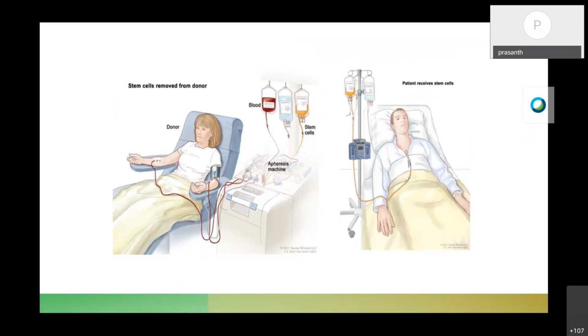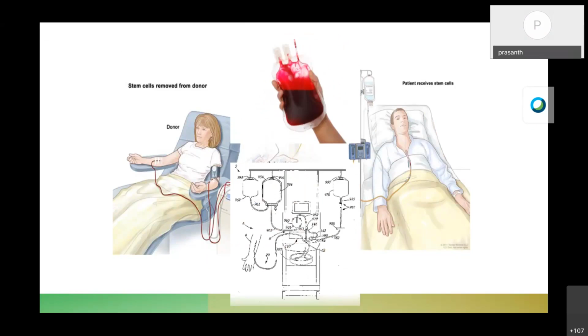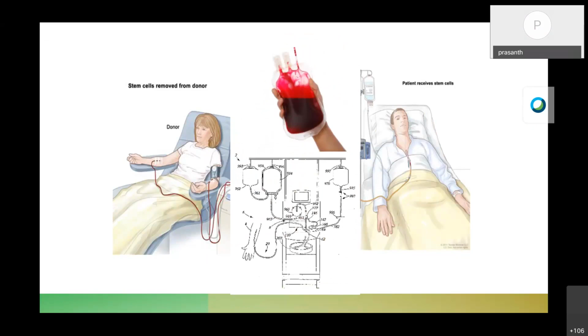So, briefly, what happens is you have a donor from which these stem cells are harvested from the peripheral blood. As you can see, it's a simple FFF procedure. And these stem cells are then infused into the recipient. This is how a stem cell product looks.